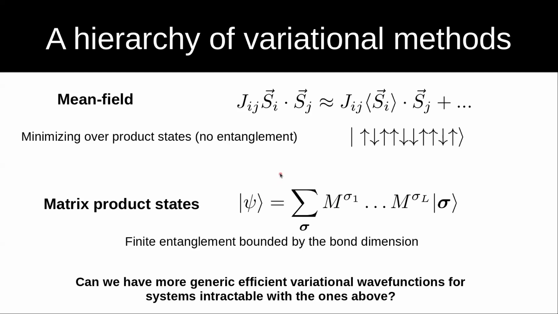You can think that there's a whole hierarchy of variational quantum many-body algorithms. Mean field for a spin model, for example, is the simplest type of variational algorithm. You minimize the energy over the set of product states, meaning states that have no entanglement whatsoever. Then the next level is matrix product states, which allow you to minimize over the set of states that have a finite amount of entanglement given by the bond dimension. And neural network quantum states allow you to make the next step, to minimize over states that are parameterized by a neural network.